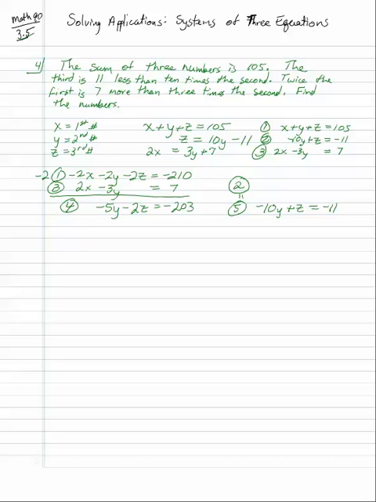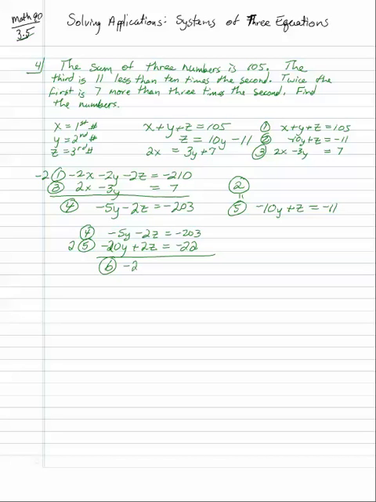Now, taking equation 4 and 5, I want to get down to one variable. So let's get rid of z. Take 2 times equation 5. Negative 20y plus 2z equals negative 22. Equation 4 we're leaving alone. Negative 5y minus 2z equals negative 203. That'll be my equation 6.